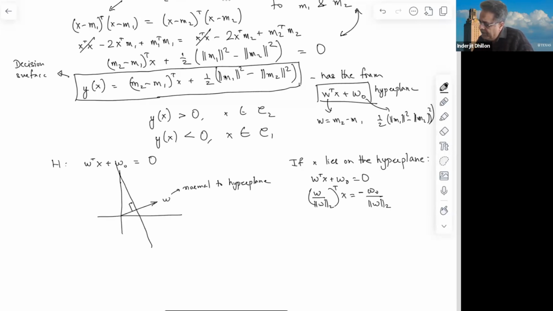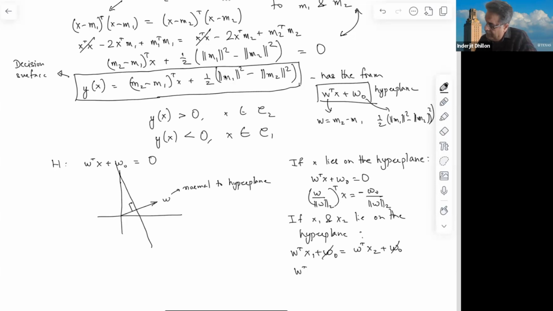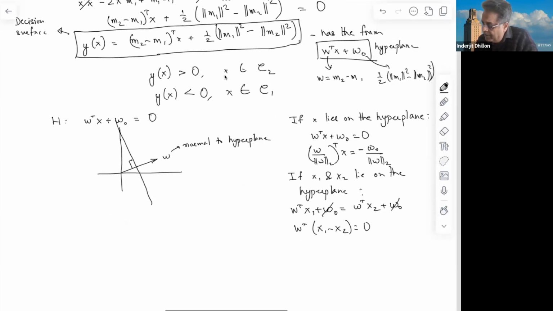In particular, if I have 2 points x1 and x2 that lie on the hyperplane, then W transpose x1 plus W naught equals 0, and so does W transpose x2 plus W naught, which means that W transpose (x1 minus x2) equals 0. So if I have a point x1 that lies on this hyperplane and a point x2 that lies on this hyperplane, this vector is x2 minus x1.